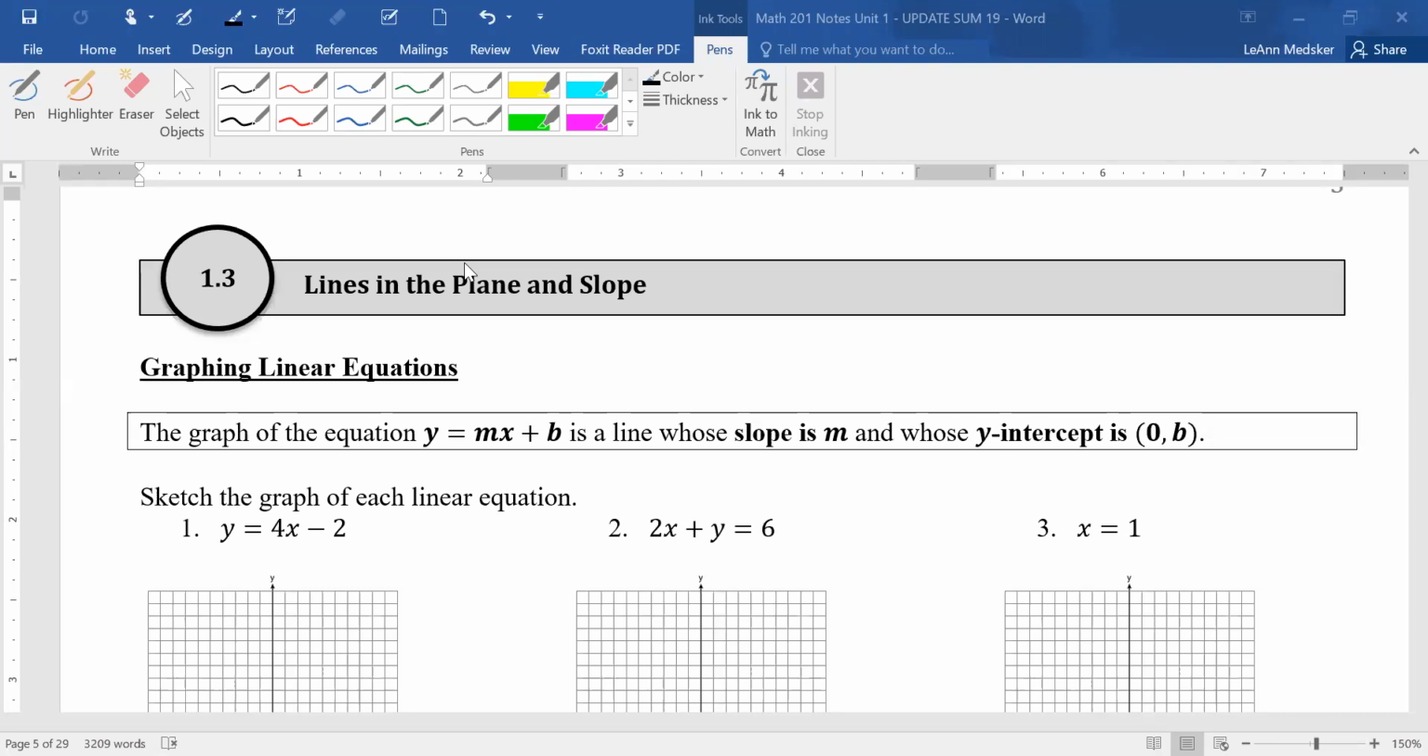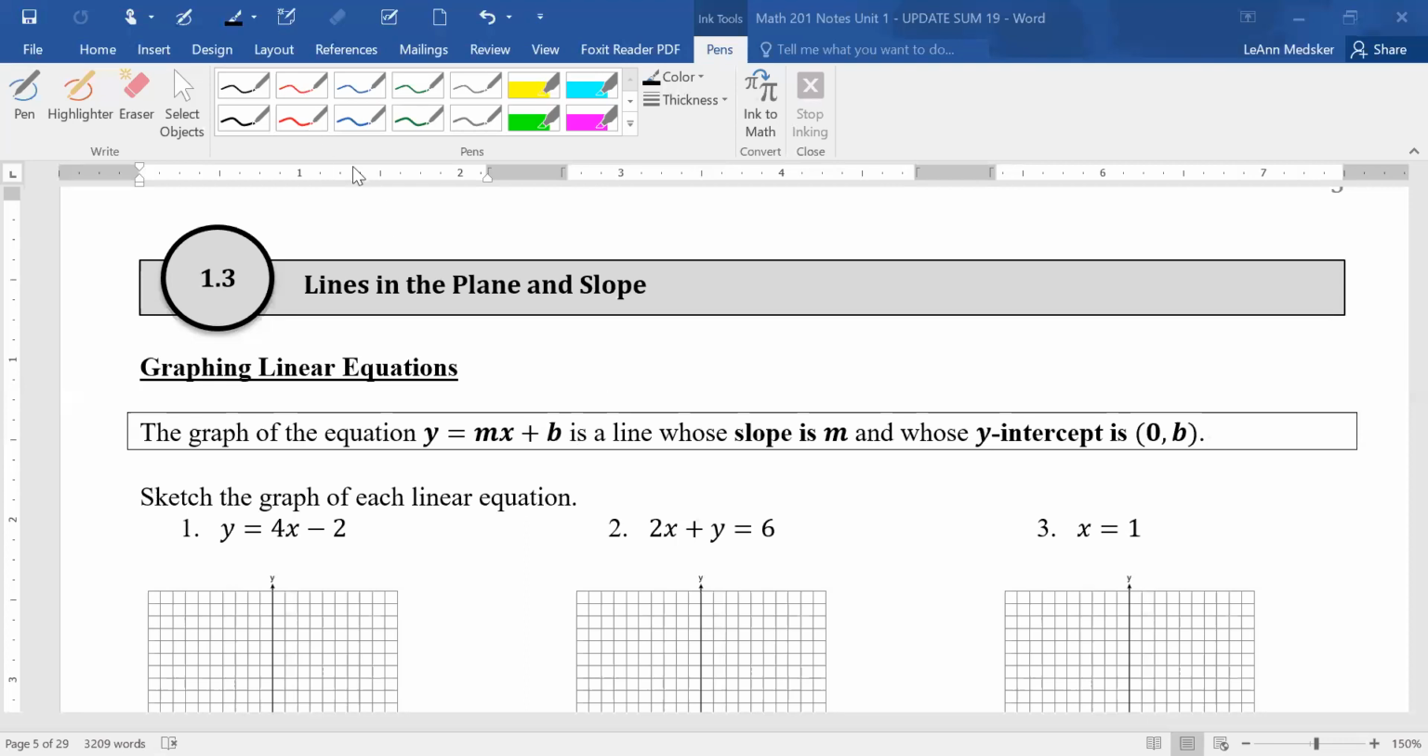So let's start off with talking about the formula y equals mx plus b. This is for a line whose slope is m and y-intercept is (0, b). This is the format we use when we're trying to graph lines quickly. To get in this format, you have to have y by itself and everything else on the other side. When you're in that format, m is the rise over run, and that's next to the x, and b is where you cross the y-axis.